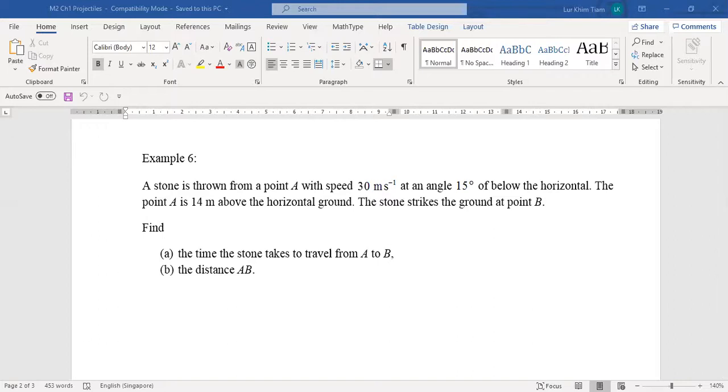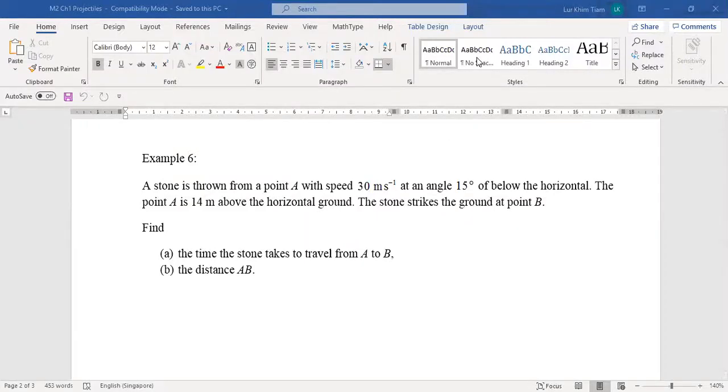Let's go back to the paper. Sorry, the wrong one.